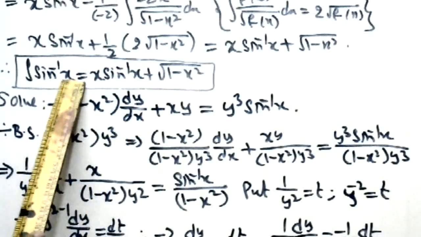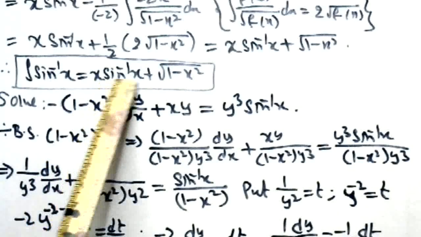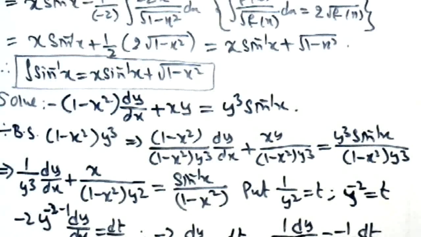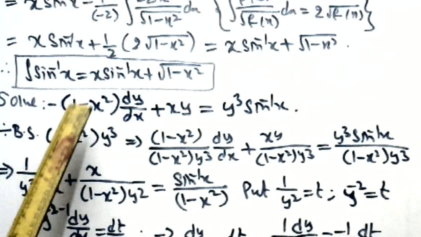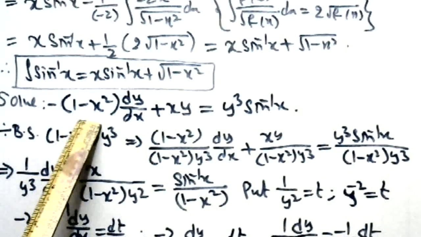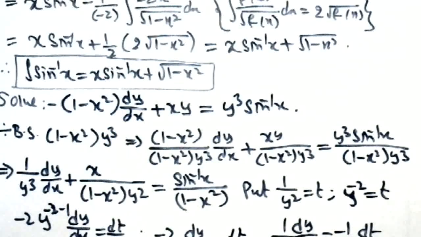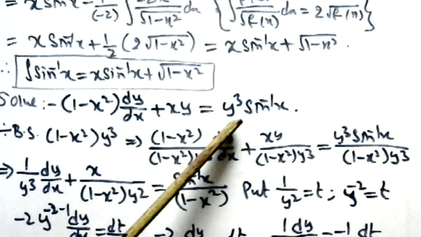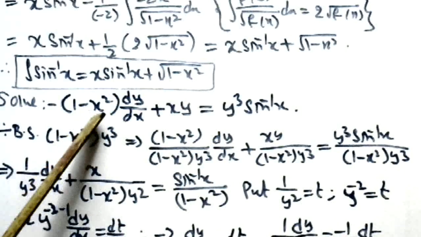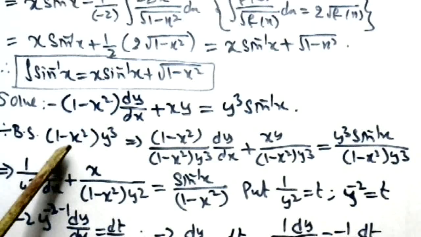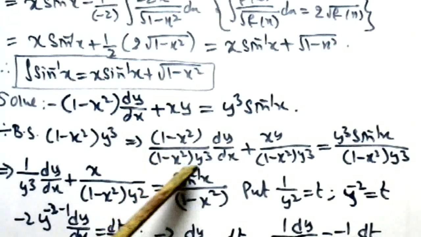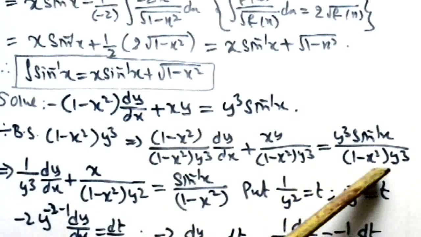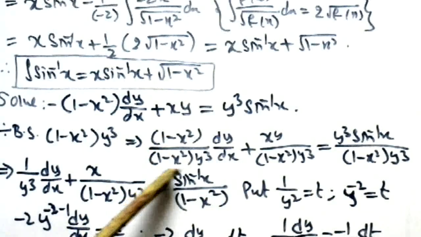Okay, now in this question I will substitute directly: the integration of sine inverse x is x into sine inverse x plus under root of 1 minus x square. Now let me go into the Bernoulli's method. See here, what is the concept? We have to divide by y cube, and we must not have 1 minus x square here. So divide all the terms by 1 minus x square into y cube.